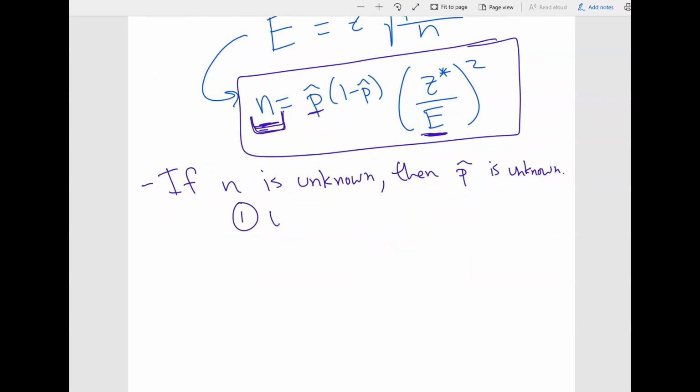One thing that you can do is use P hat equal 0.5. This is what I would consider to be the best estimate. So just kind of estimating it, just thinking, oh, I think it's just going to be 50-50. Let's just go ahead and say that that's what it's going to be.